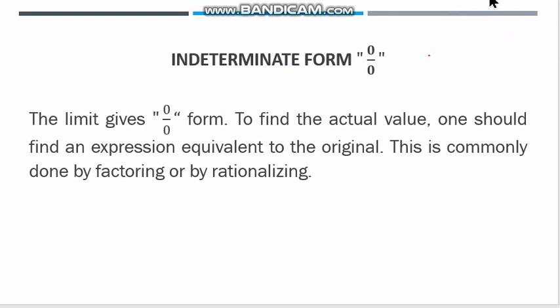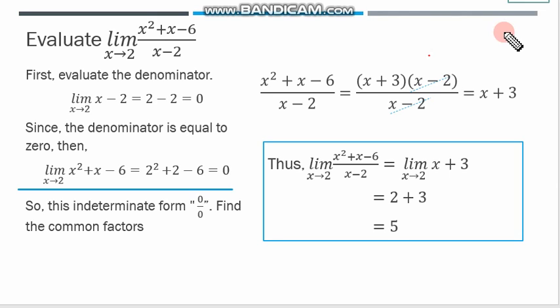So, for example, the limit of x squared plus x minus 6 all over x minus 2 as x approaches 2. The denominator, as we evaluate it, 2 minus 2, is equal to 0. And then for the numerator, x squared plus x minus 6, that's 2 squared plus 2 minus 6, that's 4 plus 2 minus 6, which is equal to 0. Our numerator is equal to 0 as well. So this is an indeterminate form, 0 over 0.